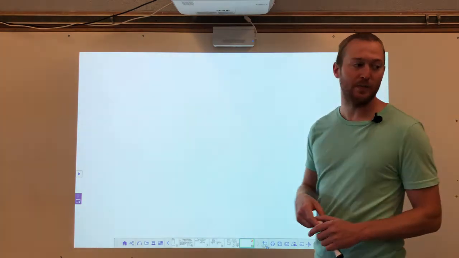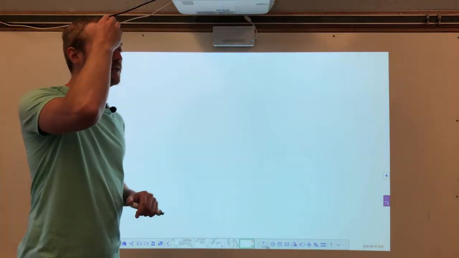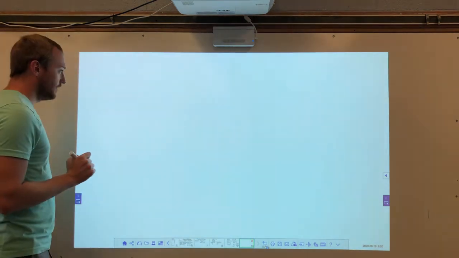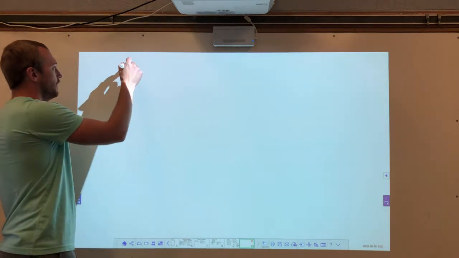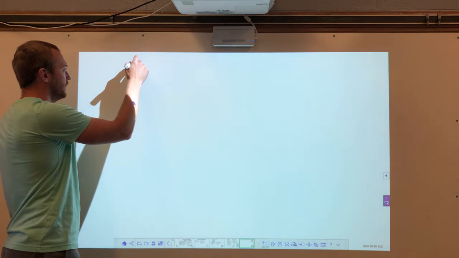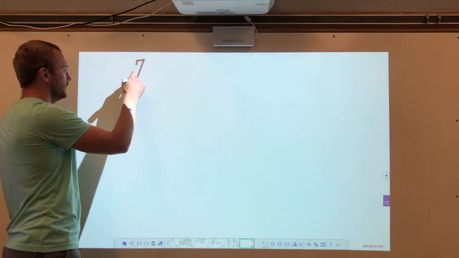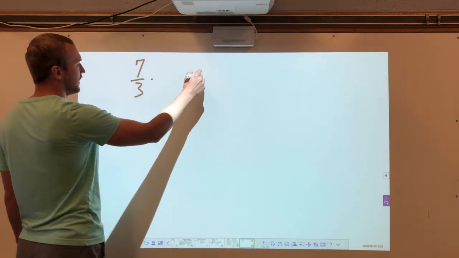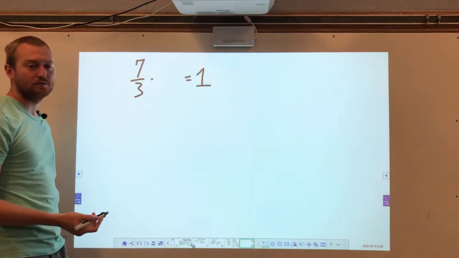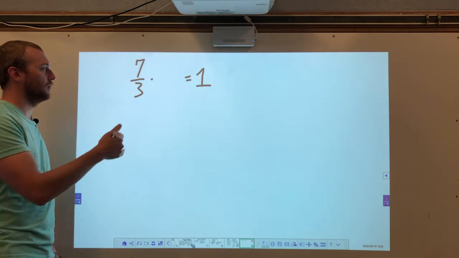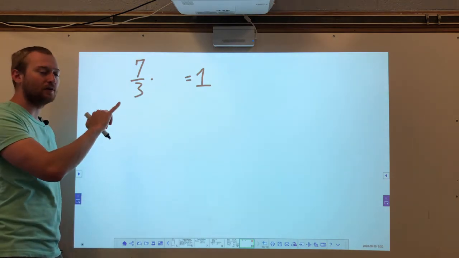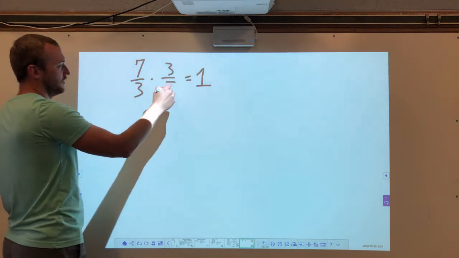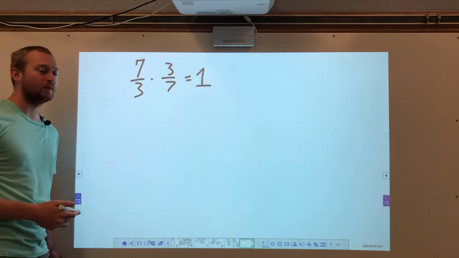Okay, let's do a couple more multiplicative inverses. If I have 7/3, again, what am I multiplying by to get 1? I'm going to flip the numerator and denominator, which is going to be its reciprocal. It's going to be 3 over 7.